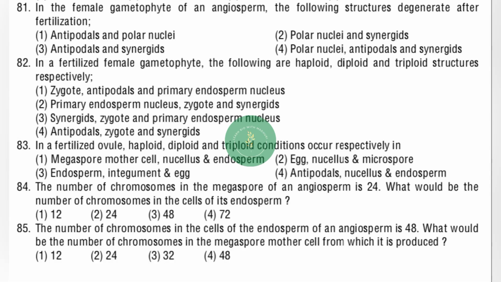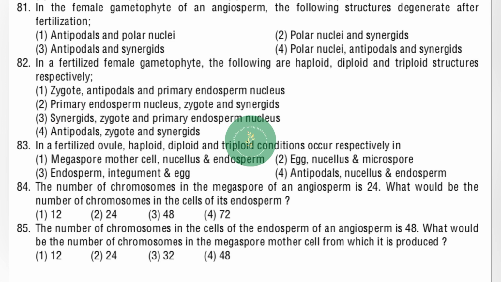Question number 81. In the female gametophyte of an angiosperm, the following structures degenerate after fertilization, and the option is 3, antipodals and synergids. Question number 82. In a fertilized female gametophyte, the following are haploid, diploid and triploid structures respectively, and there is option number 3, synergids, zygote and primary endosperm nucleus.